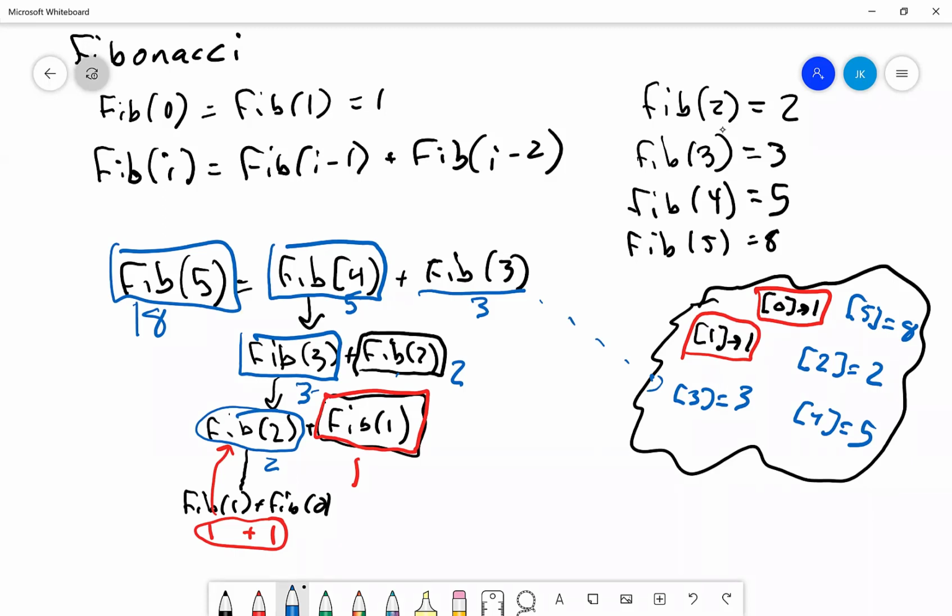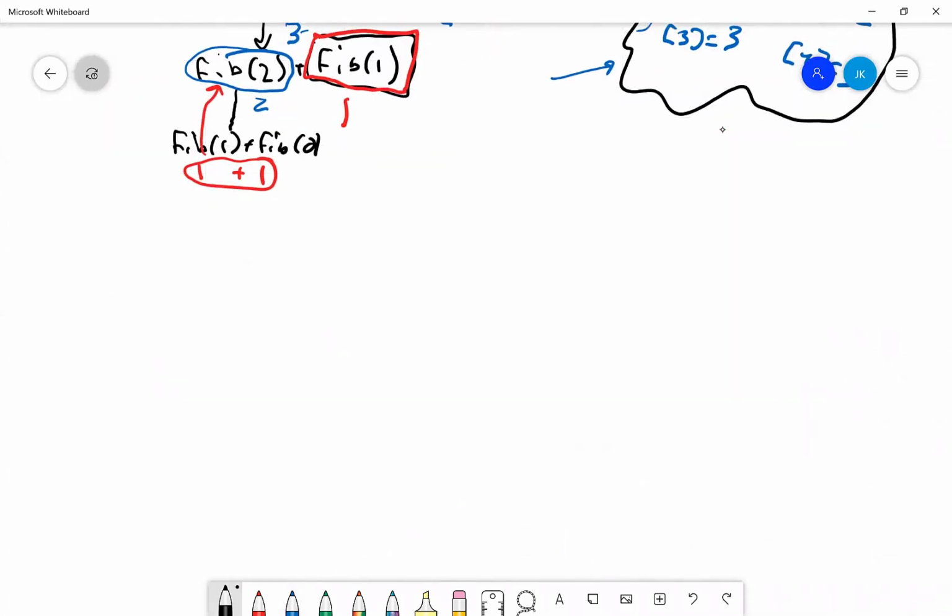Okay, so that's kind of the top-down approach. You're still making all these recursive calls, but as soon as you've computed something, you remember what it is so that the next time you encounter it, you know what that is.